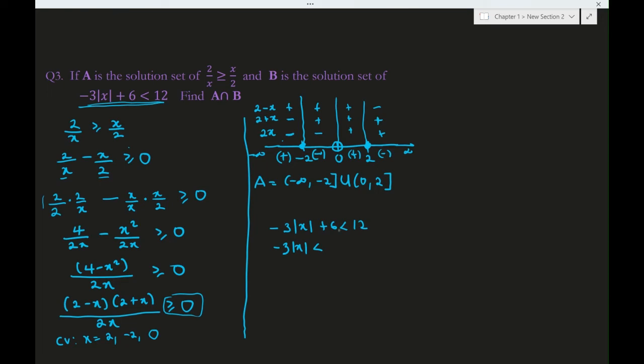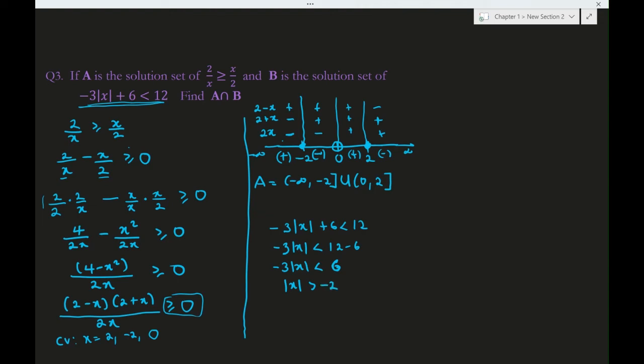So take 6 to the other side. So we have 12 minus 6, and we will have minus 3 absolute value of x less than 6. Now we can divide both sides by minus 3. So we have absolute value of x. The inequality will change, and this will become minus 2.